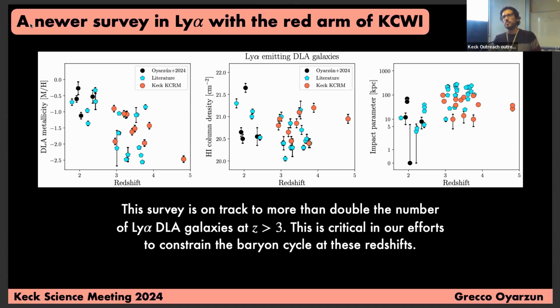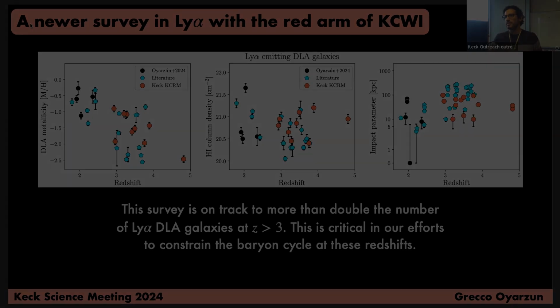And after the survey is complete, we're on track to more than doubling the total number of associations beyond redshift 3. And so this is basically going to be essential in our efforts to build these samples of absorbers and emitters that constrain the connection between H1 gas and galaxies detected in emission, that are key to constraining the baryon cycle in observations. So with that, I'll stop and take any questions. Thank you.